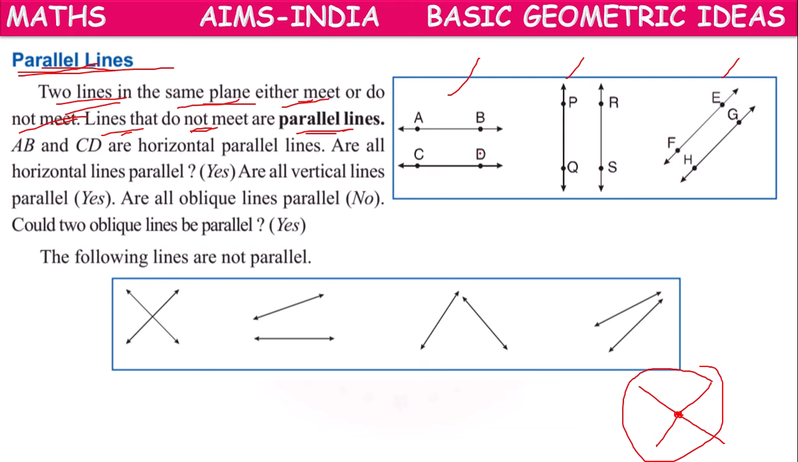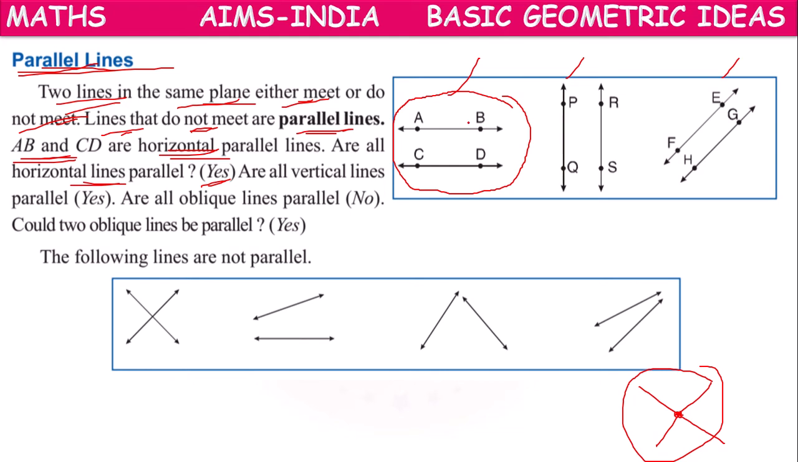The lines which never meet after extending either on the left side or the right side, upside or downside, if they won't meet in the plane, are said to be parallel lines. Here, AB and CD are horizontal parallel lines. Are all horizontal lines parallel? Yes, if they are horizontal without any slope, then they will be parallel to each other.